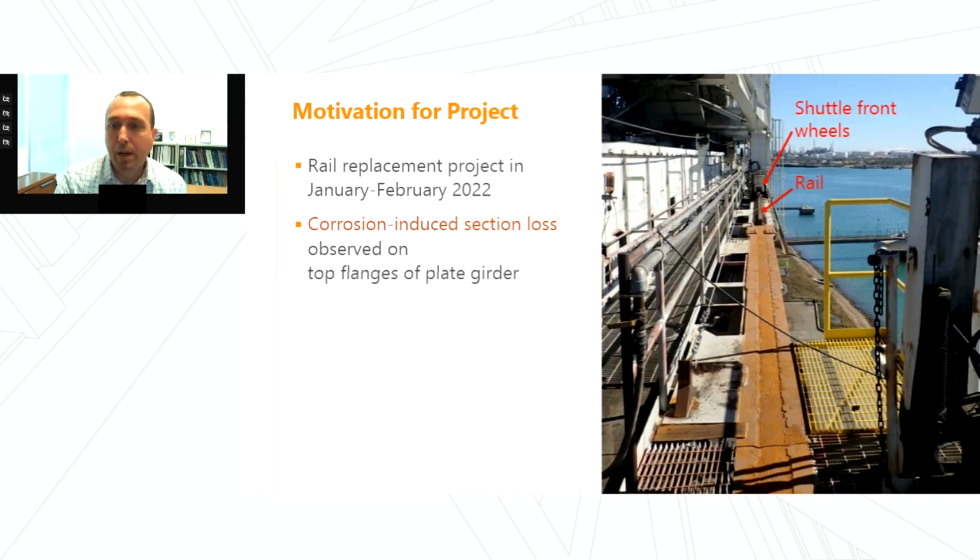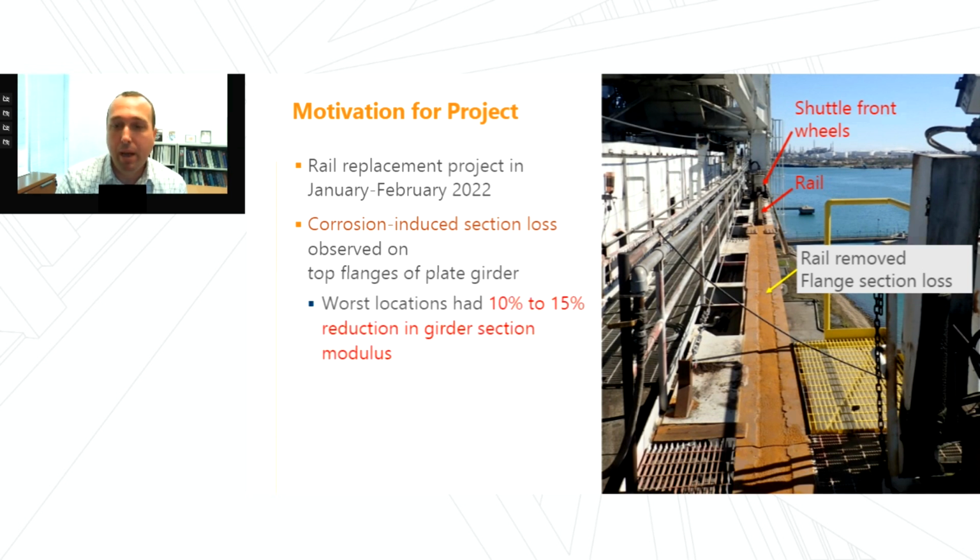So the owner contacted us in early 2022, and they were in the process of replacing the rails. And when they removed the rails, they identified quite a bit of section loss underneath the rails. On a localized basis, the section loss was anywhere between 20 and 40%. And for a shiploader that's in a marine environment exposed to chlorides, it wasn't surprising that there was section loss. When you consider overall the width of the flanges, it corresponded to a reduction in their section modulus of 10 to 15% in the worst locations and less than 10% everywhere else.